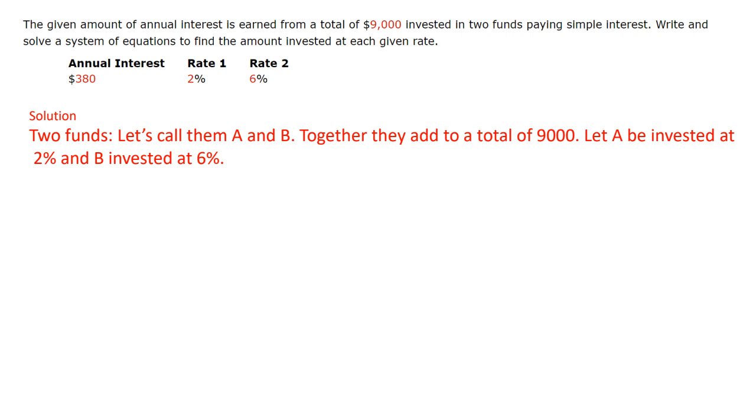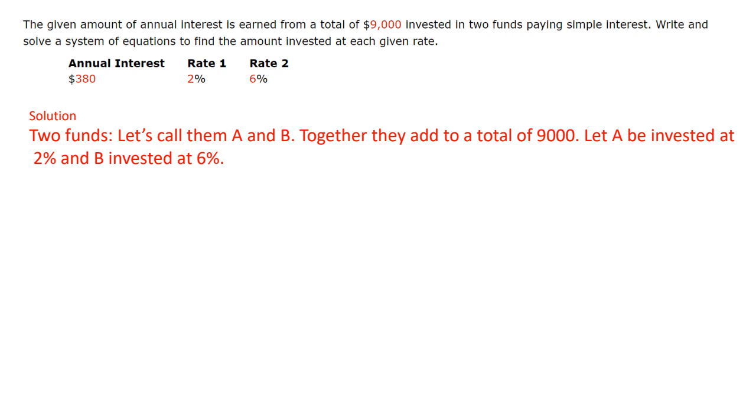All right, let's try now a word problem here. So we have the given amount of an annual interest is earned from a total of $9,000 investment in two funds paying simple interest, right? And solve a system of equations to find the amounts invested for each at a given rate. Okay, so we're going to invest a total of $9,000 and we're going to invest it in two funds. One is going to give me a rate of 2%, and the other one's going to give me a rate of 6%. Okay, so for explanation purposes, again, we're going to call the funds just A and B.